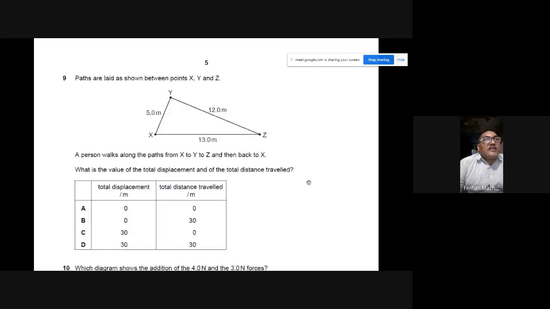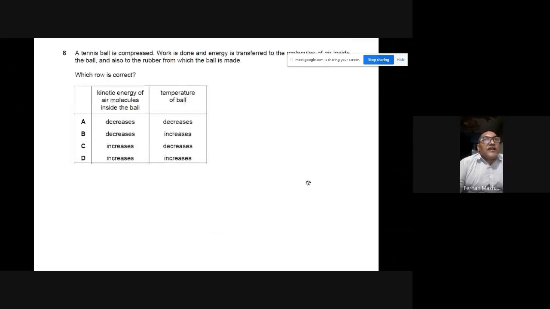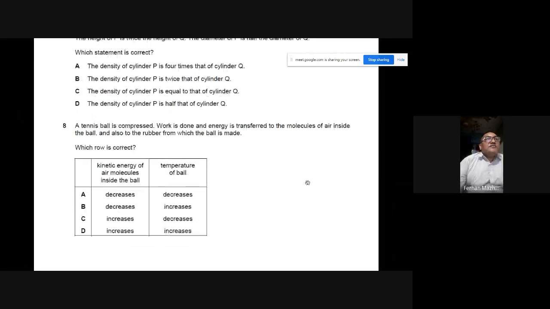Now on your screen, we have question number 8. The tennis ball is compressed, work is done, and energy is transferred to the molecules of the air inside the ball and also to the rubber from which the ball is made. Which row is correct?